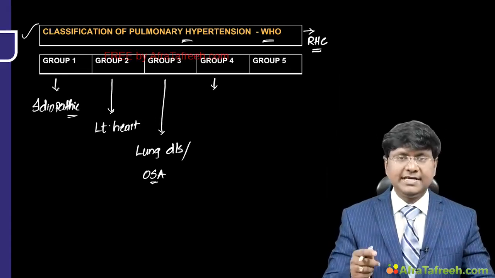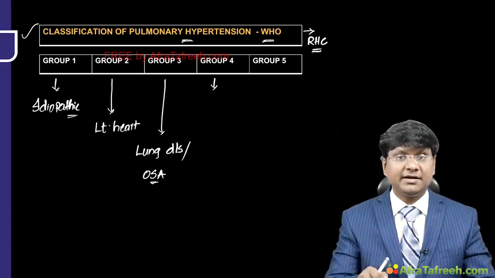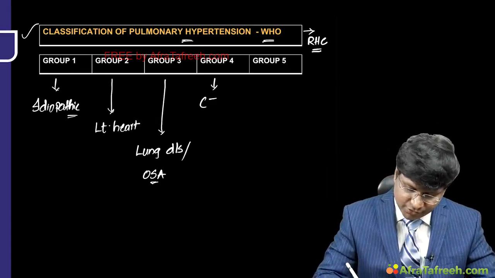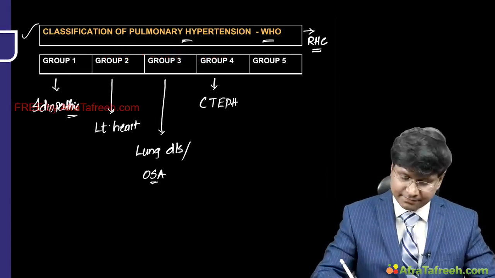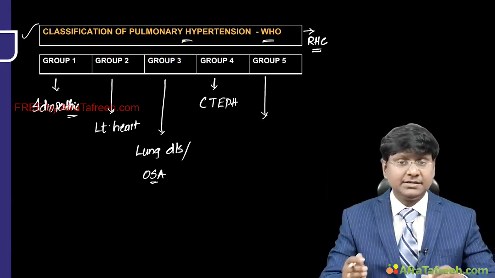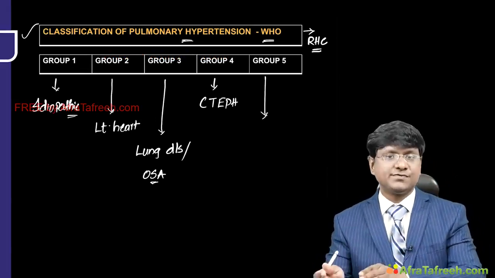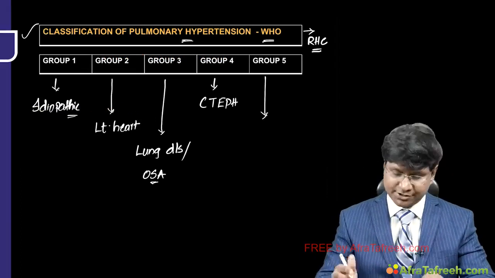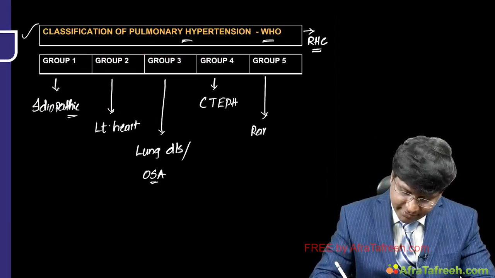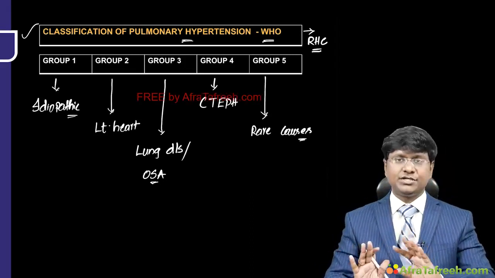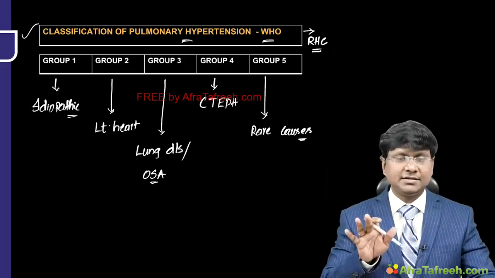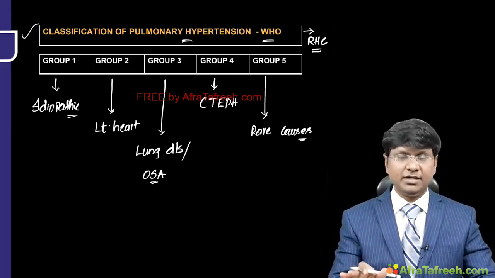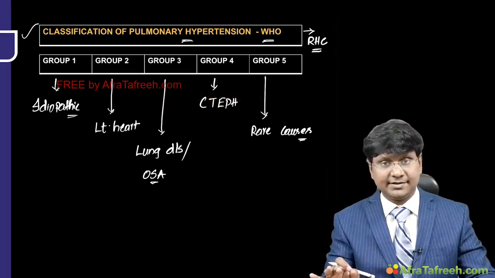And group 4 is the pathology within the pulmonary artery itself. That is chronic thromboembolic pulmonary hypertension. Then group 5, right? So this will be the rare or miscellaneous causes for the development of pulmonary hypertension. Some rare causes. Which are those? I'll give you a clear picture. What are those rare or miscellaneous causes causing pulmonary hypertension? So these are the 5 groups which have been classified by the World Health Organization based on right heart catheterization.